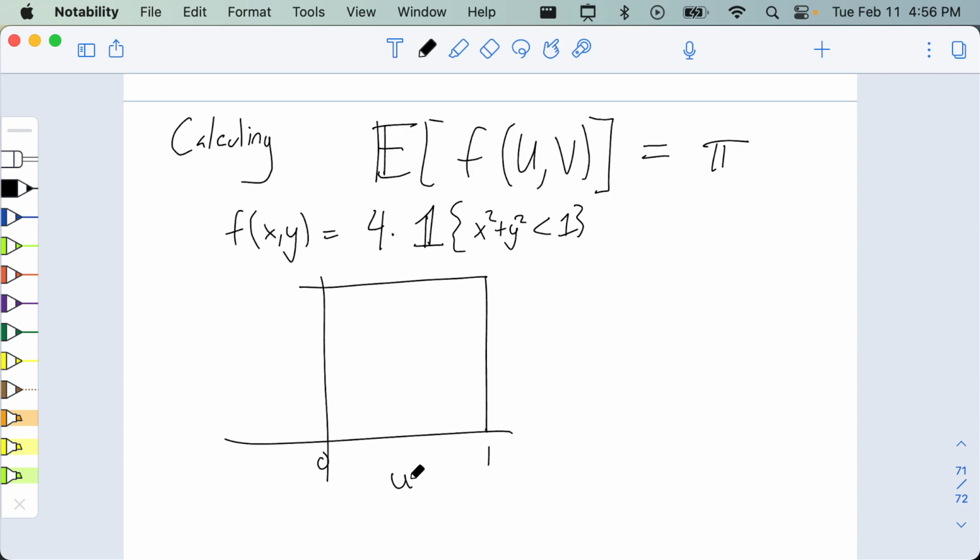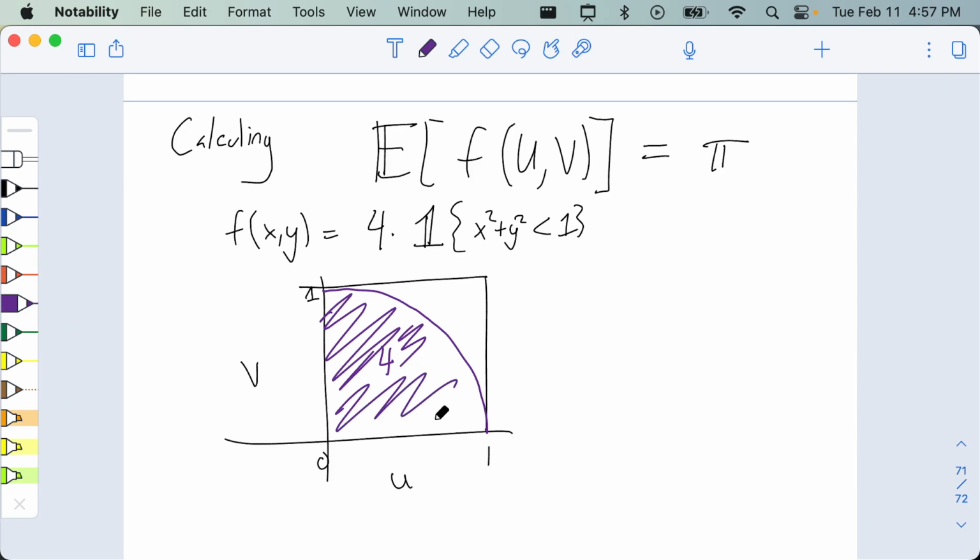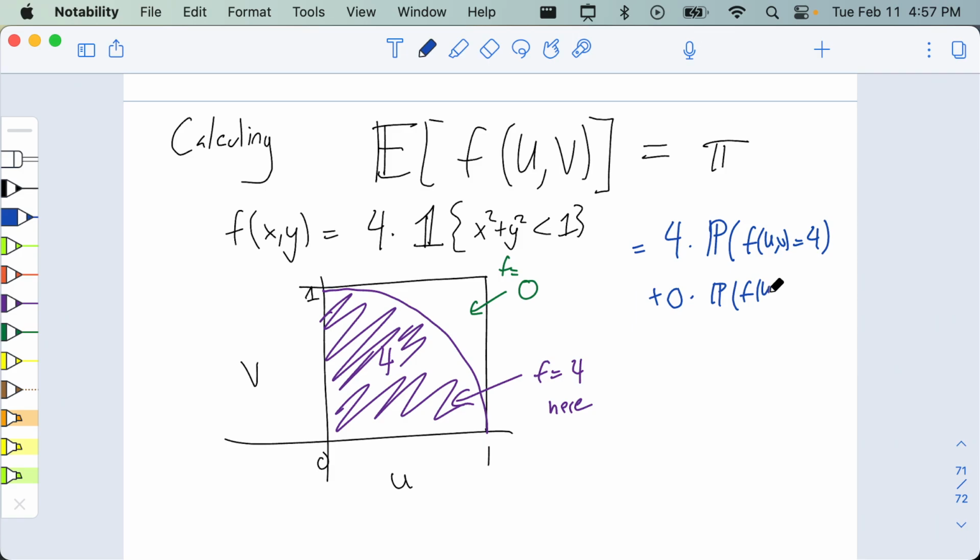So u goes between 0 and 1. V goes between 0 and 1. So we're picking a point uniformly at random in the square, and our function is 4 over here on the inside of the circle, and it is 0 out here. So f equals 4 here. F equals 0 here. So what is it on average? Well, some fraction of the time it's equal to 4, some fraction of the time it's equal to 0. The expected value of f equals 4 times the probability that f of u, v equals 4 plus 0 times the probability that it is equal to 0.